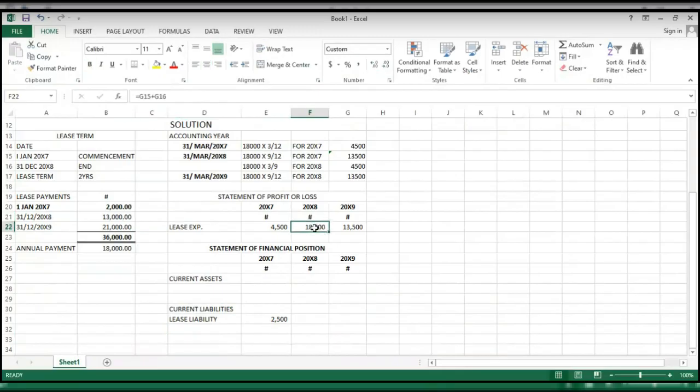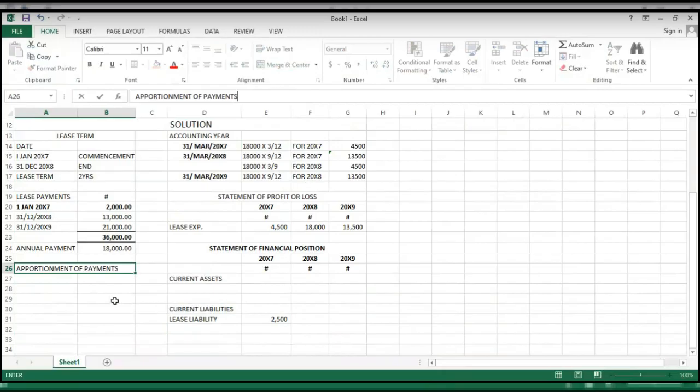But we are supposed to pay 18,000 this year. I'm sure you are following what I'm doing. 2,500, which is this balance, must be discharged first out of this. So let's look at 20x payment. Apportionment of payment. Let me just do a table here. Apportionment of payments. So 20x7. It was supposed to be 2,045, but we paid 2,000.